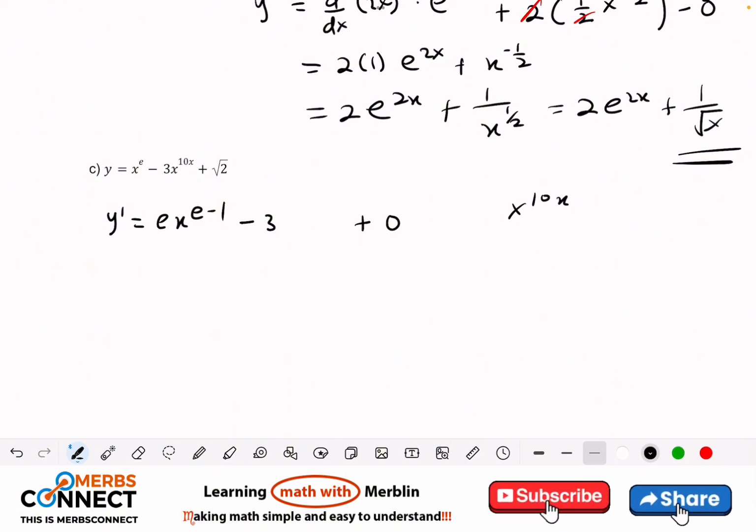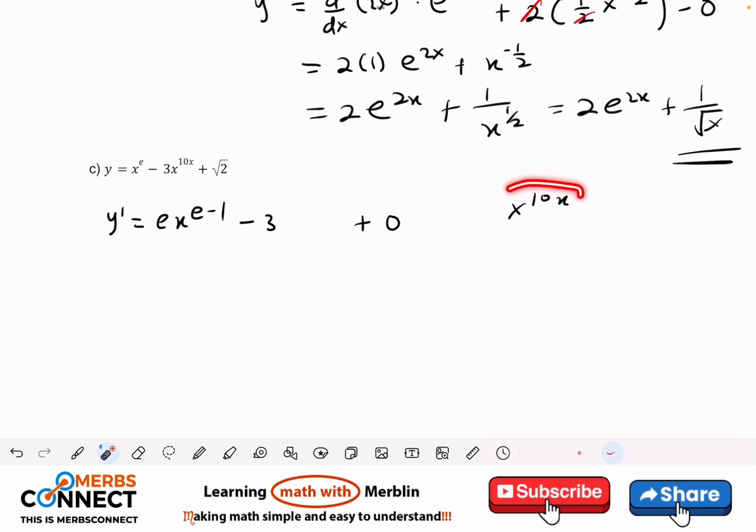Now let's talk about this function right here. If I want to differentiate this function, it is x to the power of 10x, with another x here. I have a video coming up that talks about when the base is not constant. The base is not constant, and we have a function on the top too, which is also not constant.